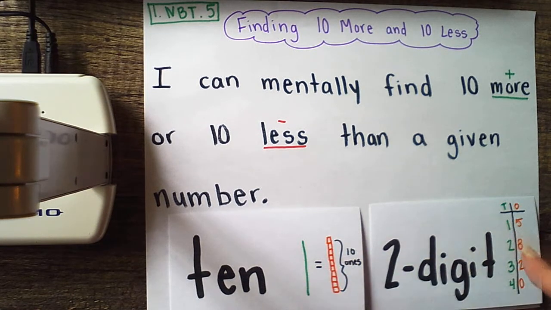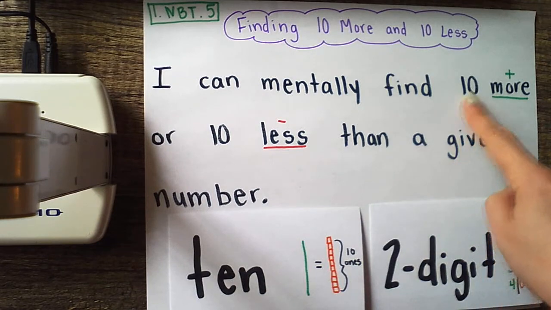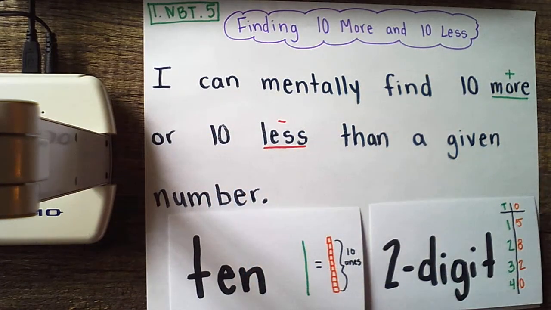We also know that 10s are used in 2-digit numbers. So if we use what we know about place value, we know that all 2-digit numbers have a numeral or a digit in the tens place and a numeral or a digit in the ones place. Today we're going to be really focused on taking a close look at that tens place to be able to find 10 more or 10 less. Now before I show you a trick to be able to do this mentally, I want to make sure that we can do this with pictures first.